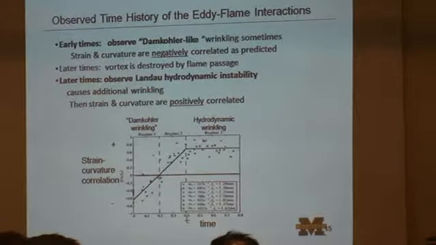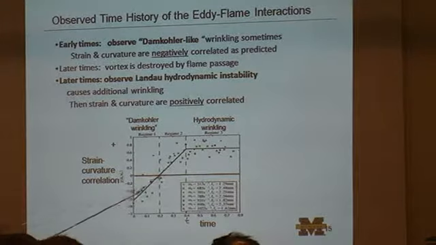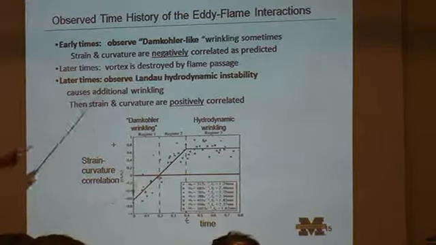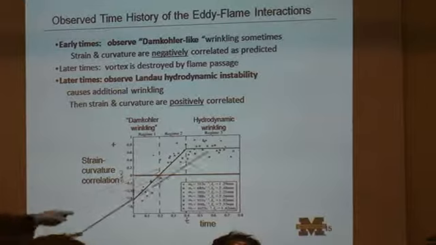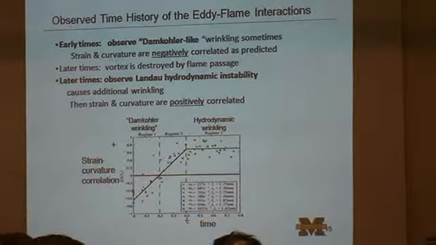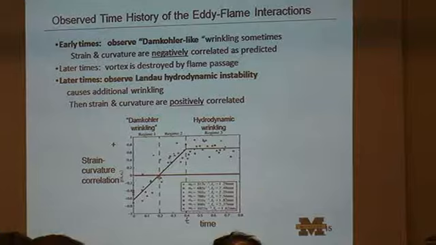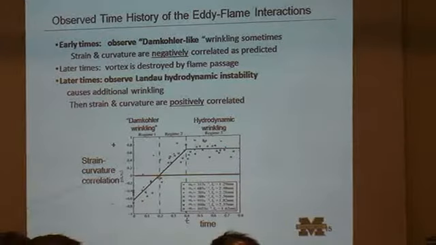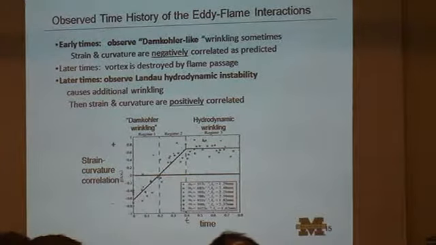Okay, and so to summarize these measurements for this part, there's a negative correlation between the strain and the curvature, which is predicted by the Damköhler-like wrinkling. And then at a later time in the wrinkling, we see hydrodynamic wrinkling. And so it's clear that both of them are present. And so if you were developing a large eddy simulation, many people ignore this part of it. And I think Ken Bray has done some nice work where he has added it, but there aren't too many other people who can talk about that. But it's clearly observed in the experiment.